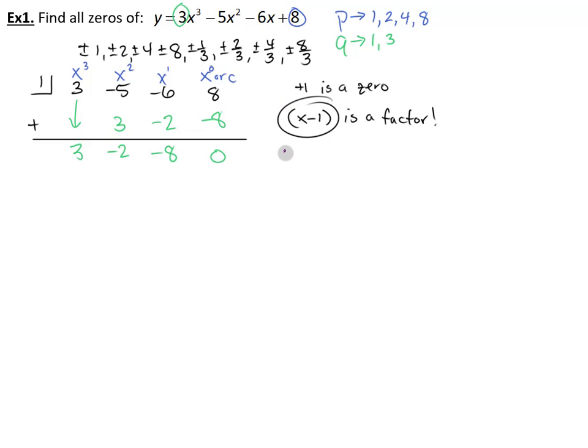Well, let's see. I'd put the 0 in the box, which would be positive 1. And actually, we just did division here as well, essentially. This would be my remainder. Hey, a remainder of 0. Okay, so this is my constant. This would be x to the first and the coefficient of x squared. So we now know that 3x squared minus 2x minus 8 is the other factor. So here's what we have so far.